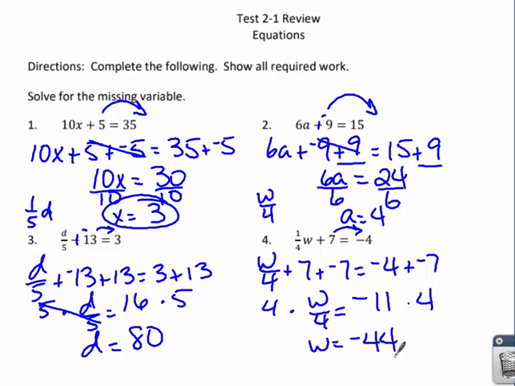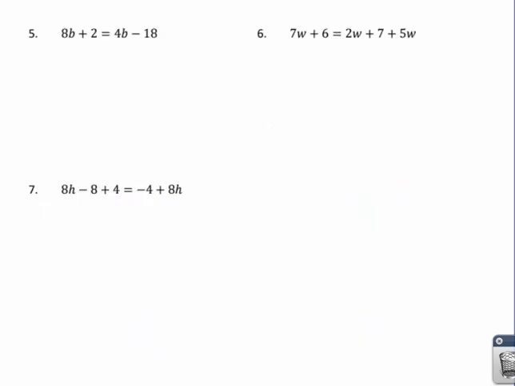So that's how you work the first 4 problems. And those are just two-step equations. Now let's look at some multi-step equations. Now on a problem like number 5, we've got letters on both sides and numbers on both sides. And that's okay. Okay, it's just now we have to do all 3 steps.